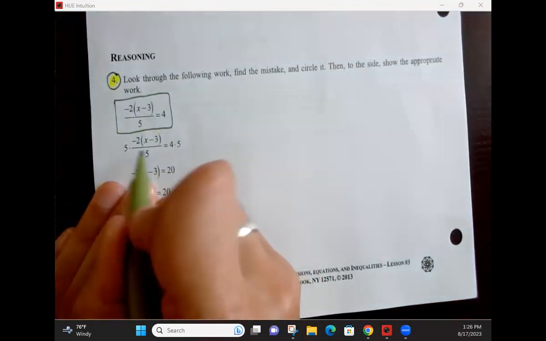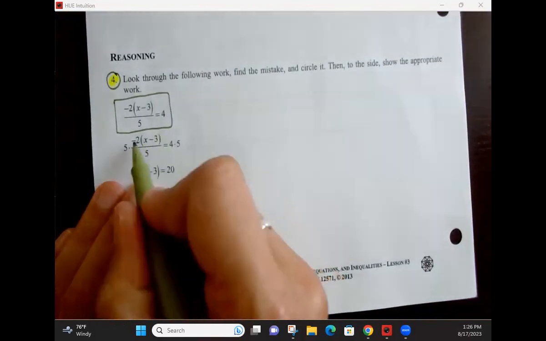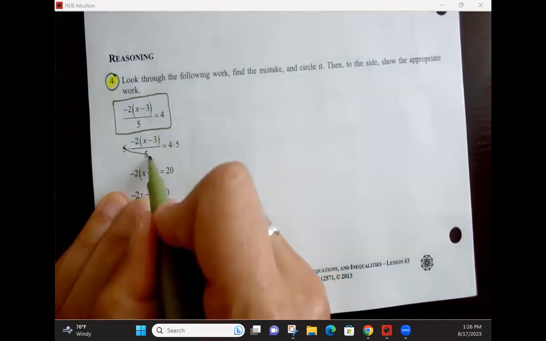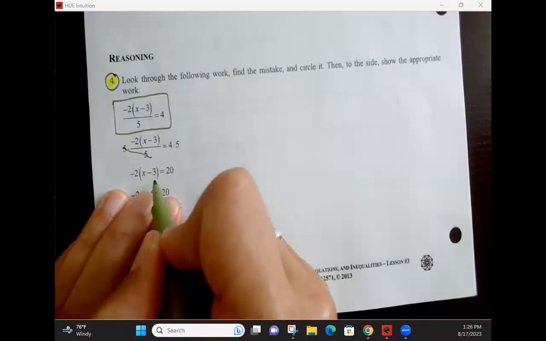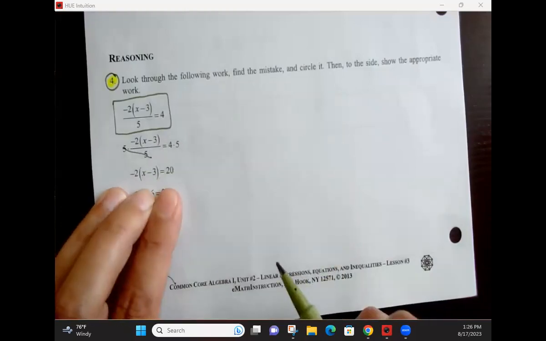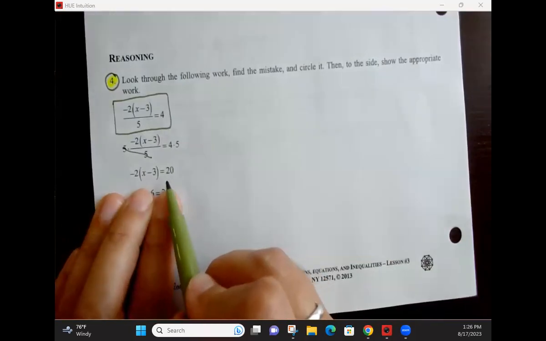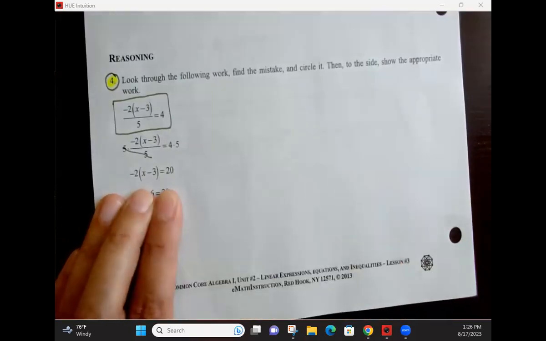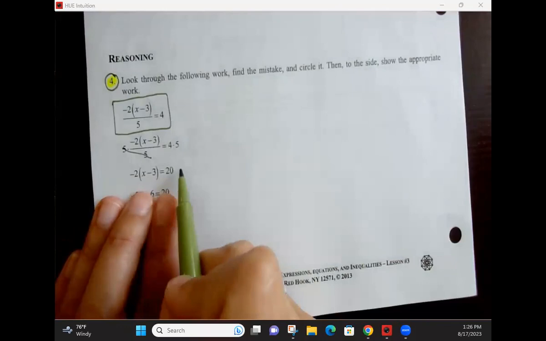And that's what they did. They multiplied both sides by 5. And so they got that to go away. Negative 2 times x minus 3 equals 20. And now what would you guys do from here? Just distribute the negative 2. Would anybody divide both sides by negative 2 at this point? Maybe. Definitely not. You like distributing better? That's okay. Let's see what they did.